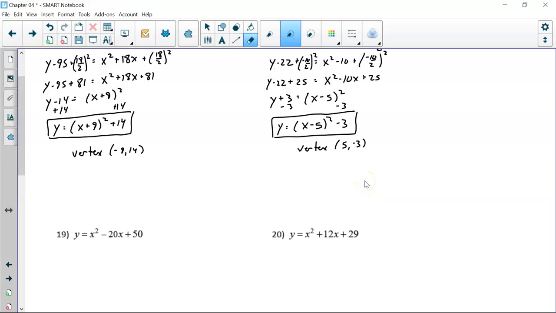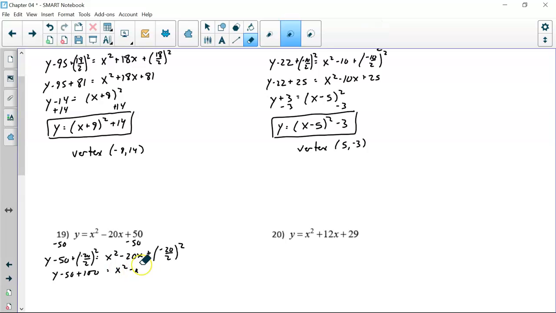For number 19, same thing, subtract 50 from both sides. Our leading coefficients are already 1. y minus 50, leave some space, equals x squared minus 20x. Now we're going to be adding the negative 20 divided by 2 squared. y minus 50. Negative 20 divided by 2 is negative 10. Squared is going to be plus 100. x squared minus 20x plus 100.